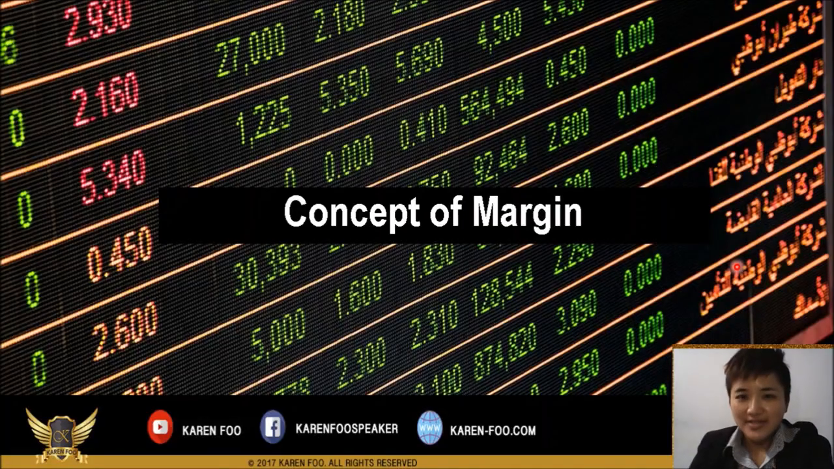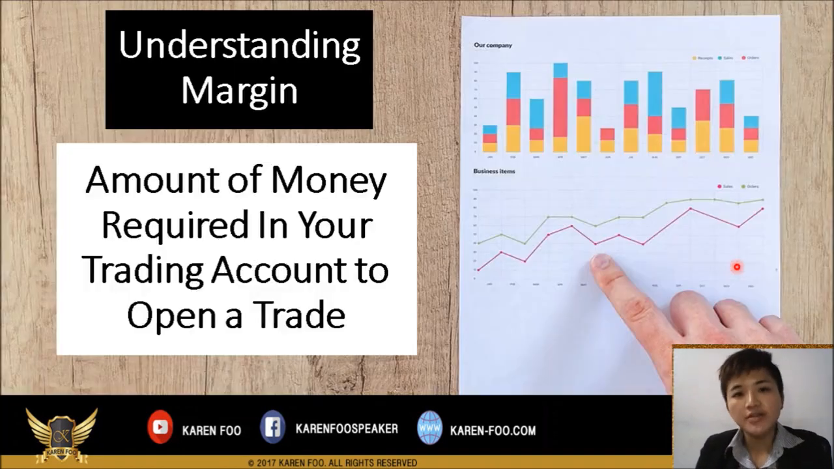Okay, so welcome to this lecture on the concept of margin. To start off, what is margin? It's the amount of money required in your trading account to open a trade. Think of this as collateral for you to open a trade. It's not really a fee that you need to pay, but rather a sum of money in your current balance for you to be able to make a buy or make a sell.